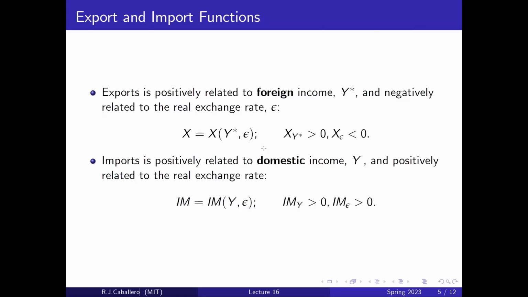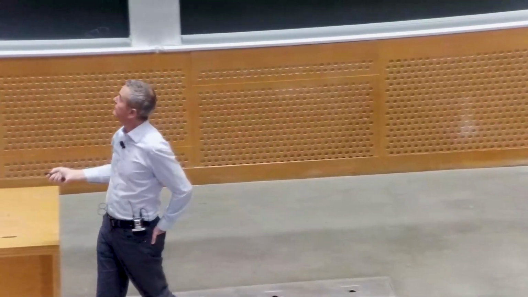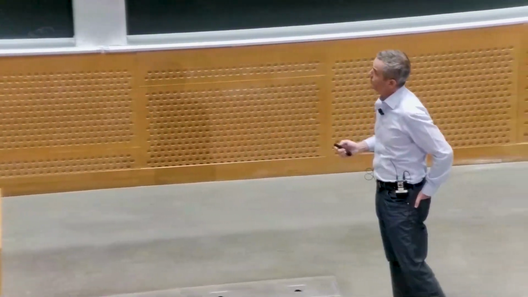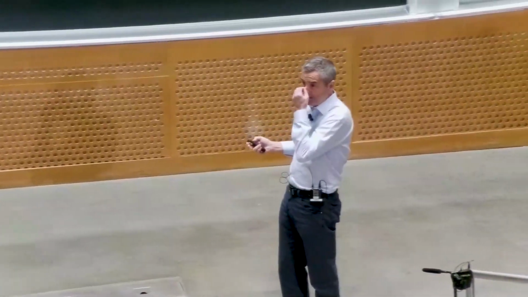Conversely, for imports, it's like the exports of the other country: if domestic output goes up, then there will be more purchases of foreign goods. And if the exchange rate appreciates, it means also that foreign goods are cheaper for us, and therefore we import more. Okay, so positive. So those were the two new behavioral functions in the goods market expanded to include an open economy.